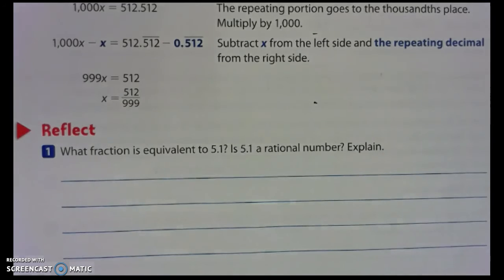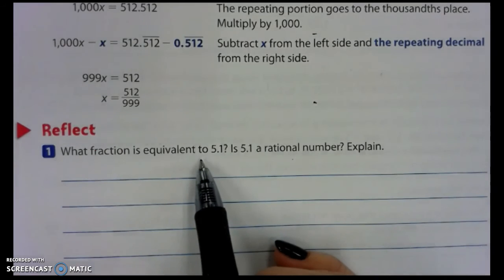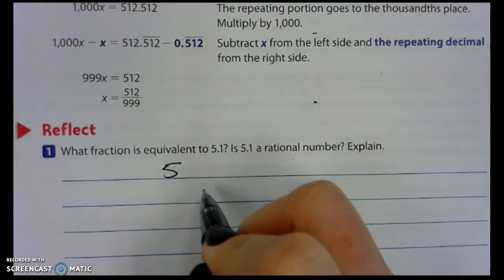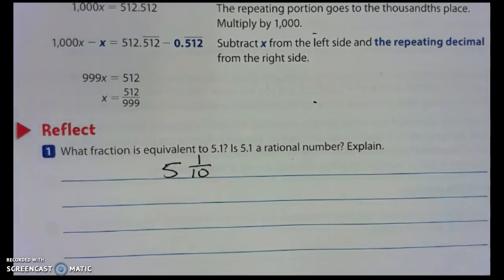All right, number 1 at the bottom of the page, what fraction is equivalent to 5.1 and is it a rational number? Now, 5.1, without making it a fraction, is this a rational number? Yes, it is, because it is a terminating decimal. It has an end. We can see the end, 5.1, period, that's all. So it is a rational number. They just want to know what fraction it is equivalent to. Well, whole number 5 and 1/10. That would be a fraction form.